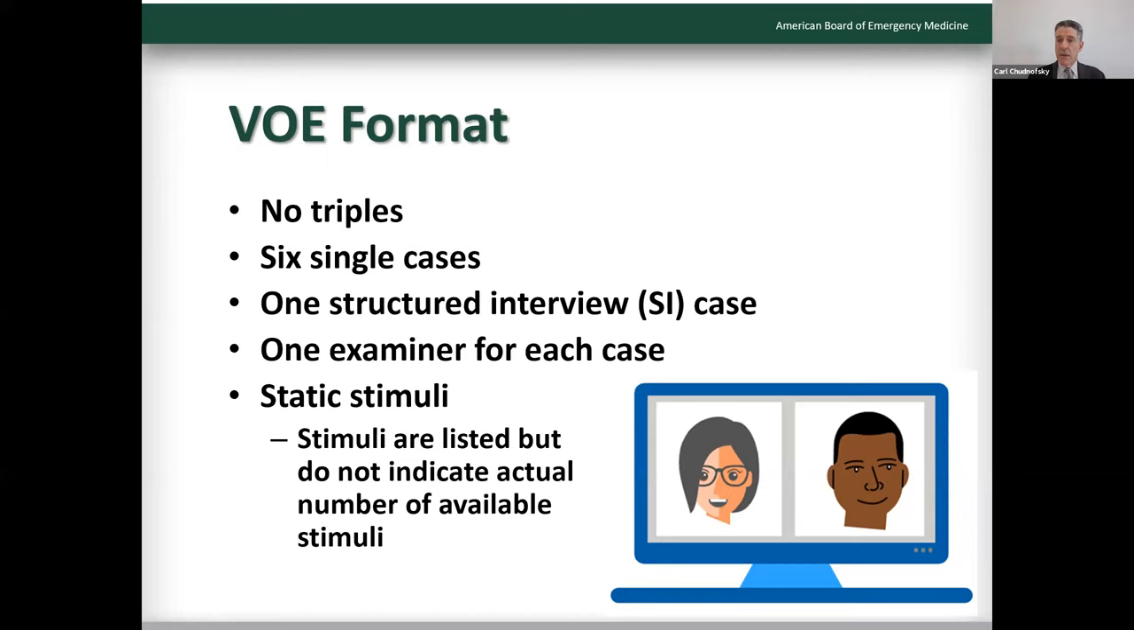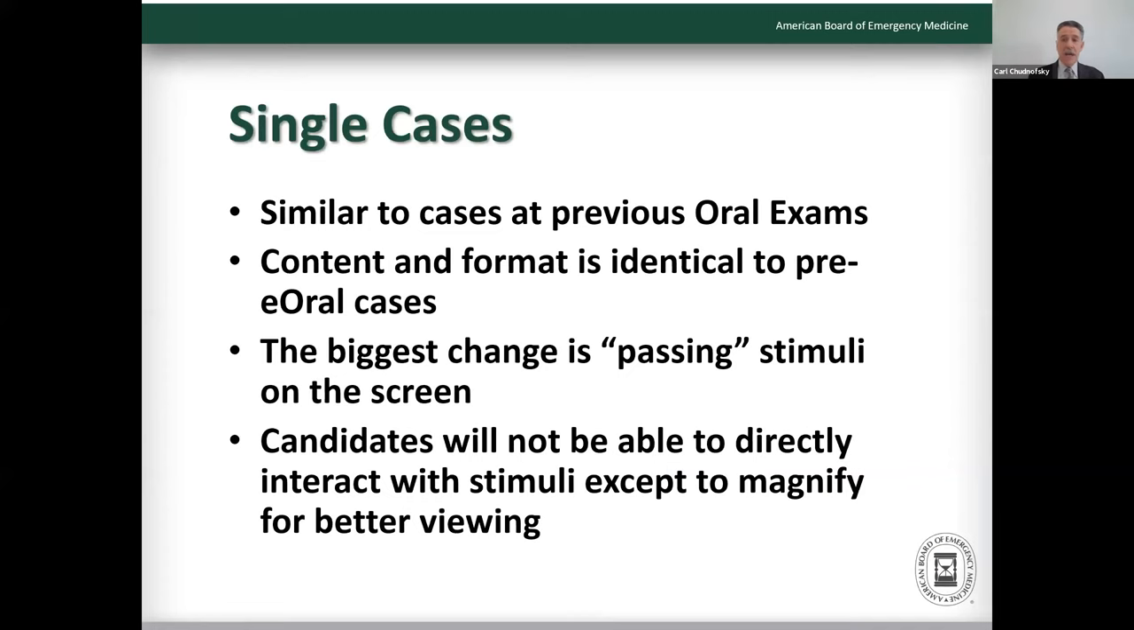In addition, the stimuli will be listed on the screen. And what I mean by that is, because we're using a Zoom platform, the examiners will be sharing their screens with the candidates. On the screen for the single cases, there'll be 12 stimuli listed and labeled 1 through 12. And for the structured interview case, there'll be 6 stimuli labeled 1 through 6. Each case may have 1, 5, 10, or 12 stimuli in the singles. You'll have no way of knowing that. And this is our way of making sure that we don't inadvertently give anybody any additional information. But because the screens need to be shared, we have to have them on the screen at all times.